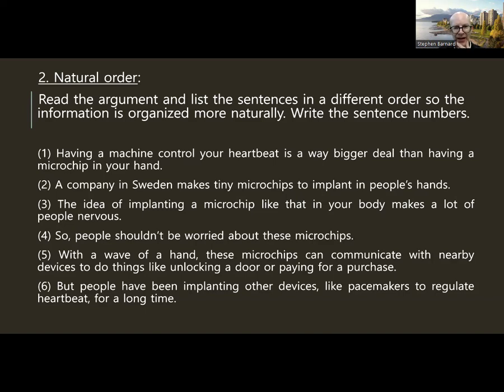What else is there? A company in Sweden makes tiny microchips to implant in people's hands. Oh, actually, this is giving me a little bit of background to the issue. This seems to be introducing what the topic is. A company in Sweden makes tiny microchips. This is something maybe people haven't heard of before. So there's this company in Sweden, and they put microchips in people's hands. Well, what do these microchips do? And why would people be worried about them? And from that, you can put together a pretty simple argument that looks at these 6 sentences in a very natural way.